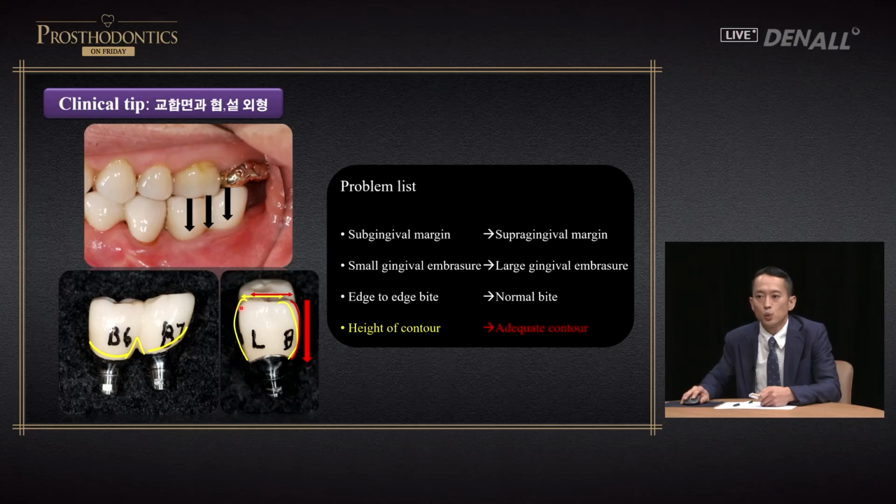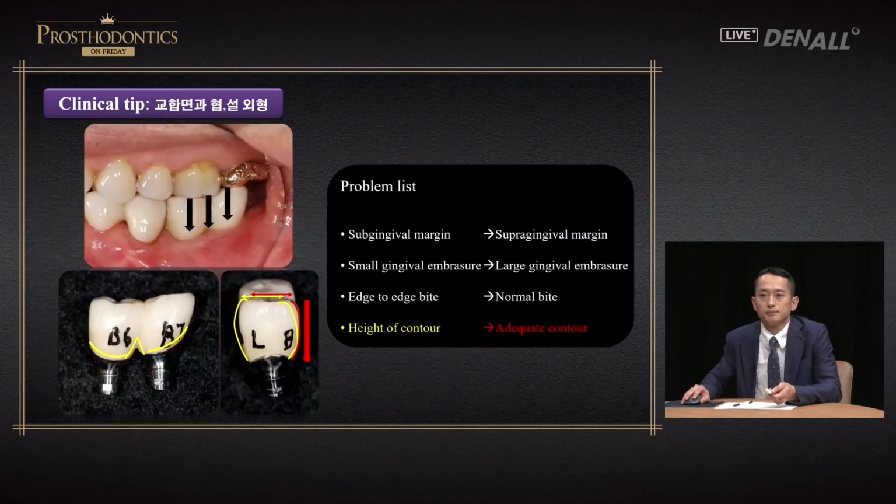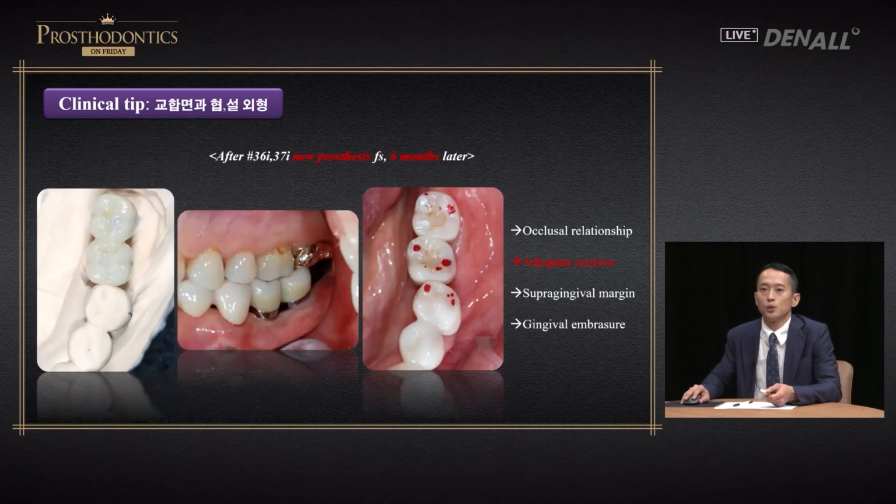I move the occlusal table lingually and at the same time, I decided to enhance the cervical third of height of contour. This is the prosthesis that resulted. If you look at the occlusal table, this has been lingually moved in line with the antagonist. The height of contour has been accentuated. At the same time, the gingival embrasure became enlarged and supragingival margin was formed.